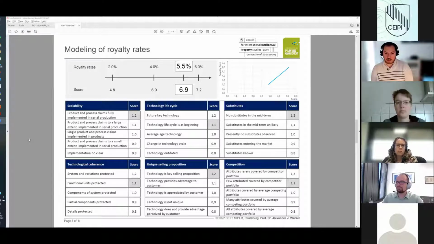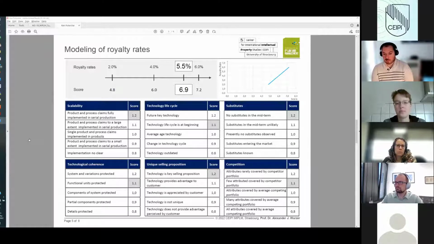As my colleagues previously mentioned, we are relatively at the beginning of the technology life cycle. So we attribute a high score of 1.1. There is certainly a unique selling proposition because right now there are no comparable products in the market. So we attribute the highest score, 1.2. For the same reason, we attribute the highest score for substitutes because there are no substitutes, at least we cannot see them in the midterm.